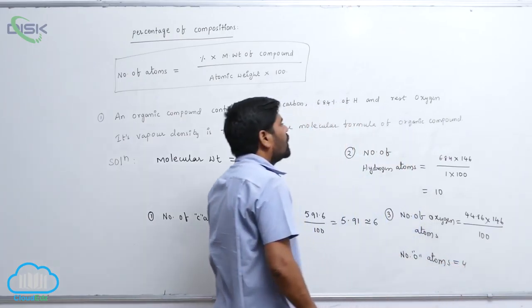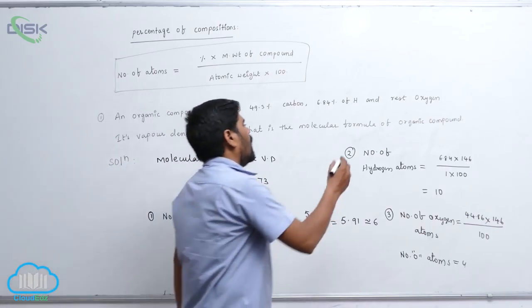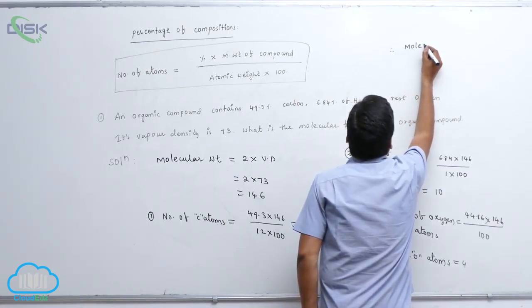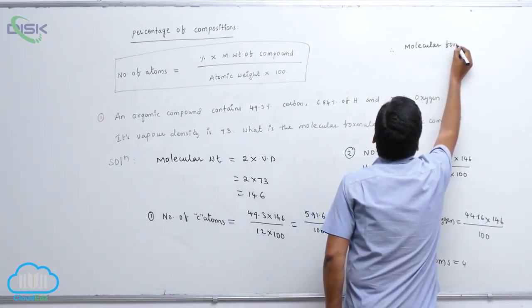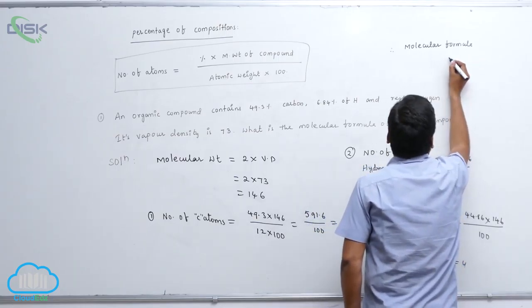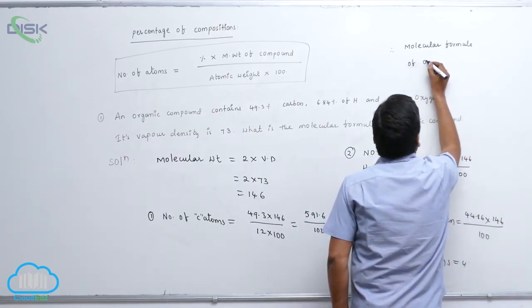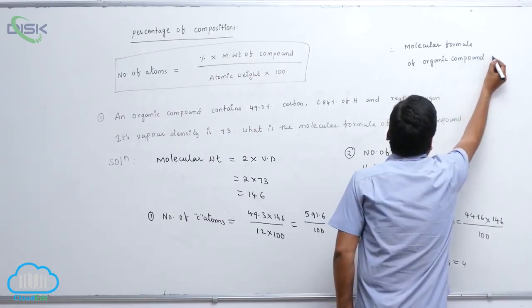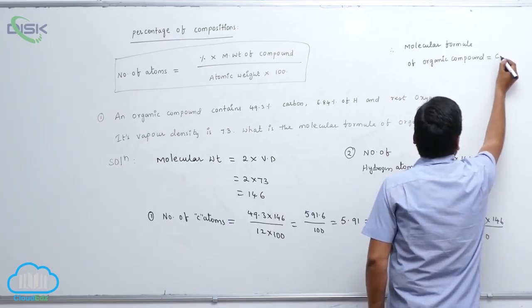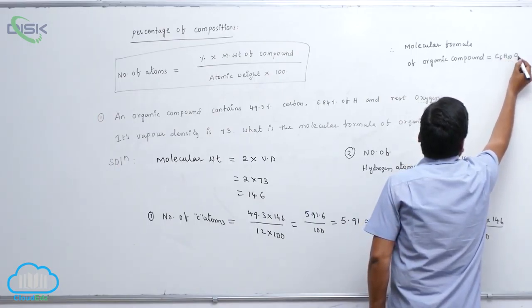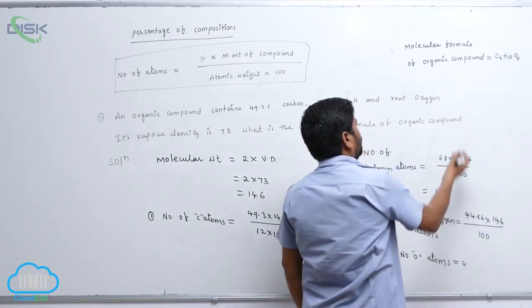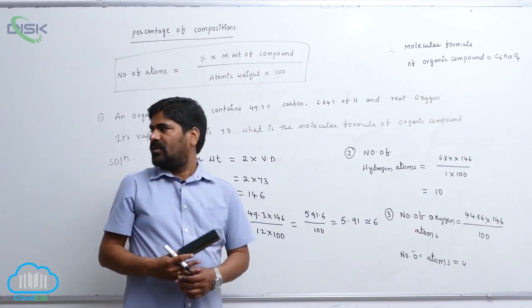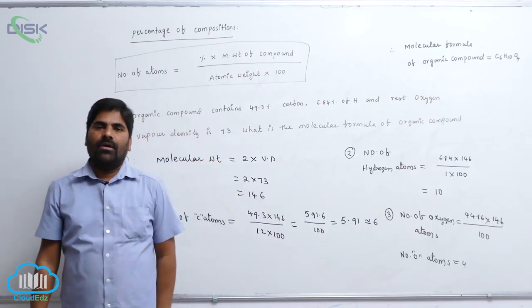So therefore the molecular formula of the organic compound is C6H10O4. When we conclude, the molecular weight of this one is approximately the same, that is 146. Okay, so this is about the calculation of the molecular formula.